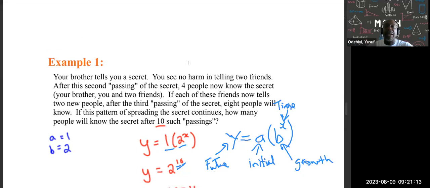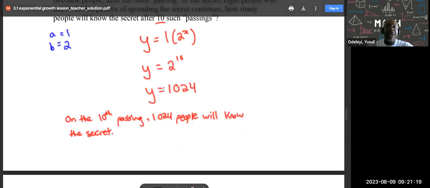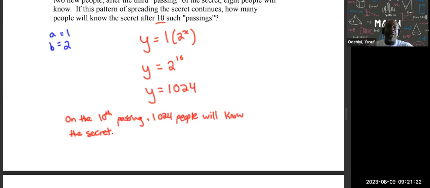Okay, I'm gonna have to clear this. So if I scroll down, you see the calculations, right? After 10 passings of the secret, not 10 people, after 10 passings of the secret, you're gonna have 1,024 people know that secret, right?